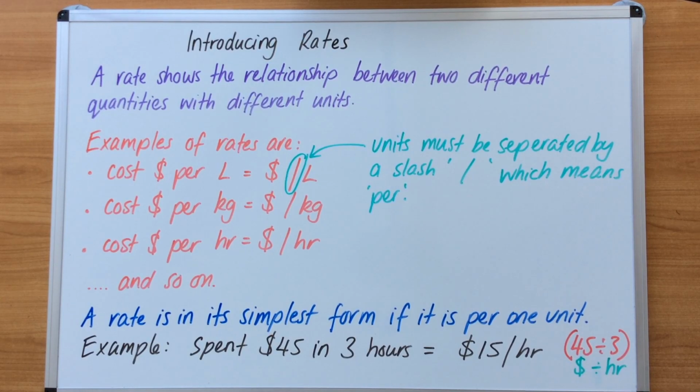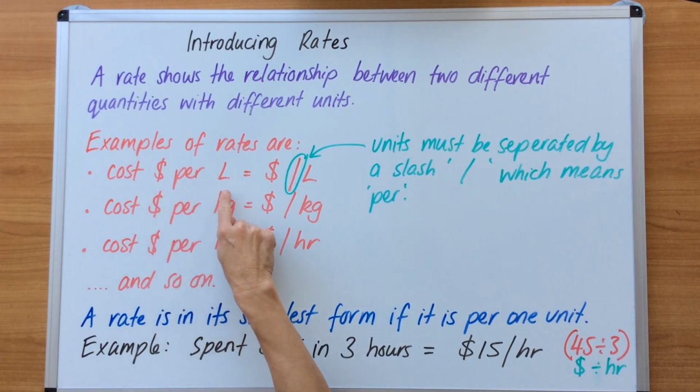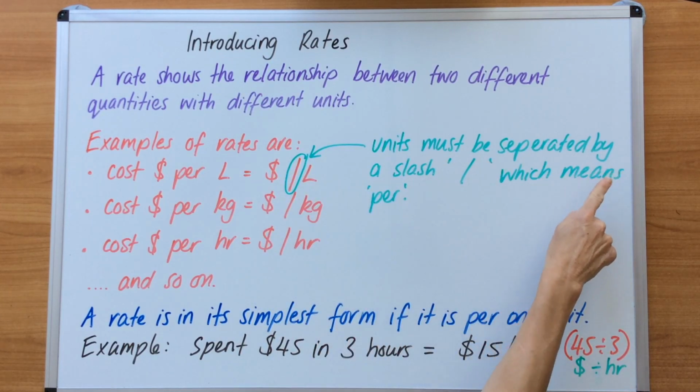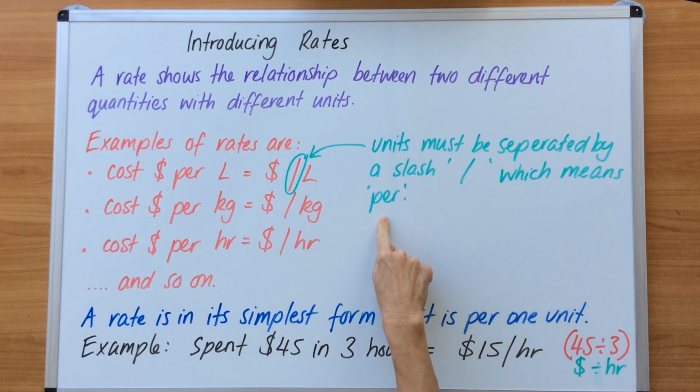In this video, we are focusing on introducing rates. A rate shows a relationship between two different quantities with different units. I've got some examples here. The first one is cost in dollars per litres, and that equals dollars per litres. Units must be separated by a slash, which means per. So this line means per.